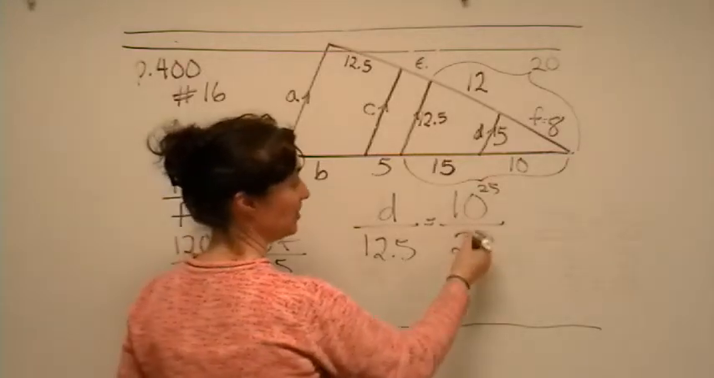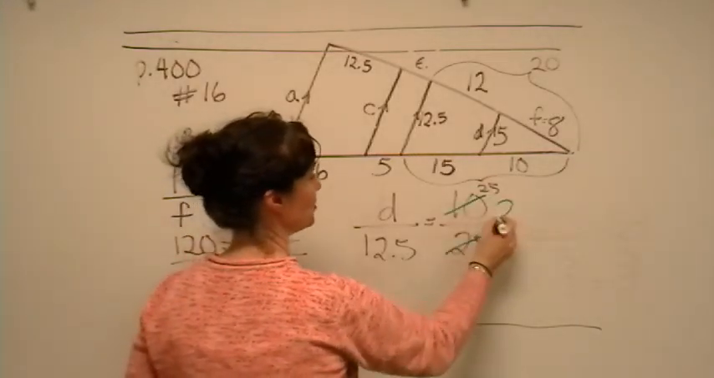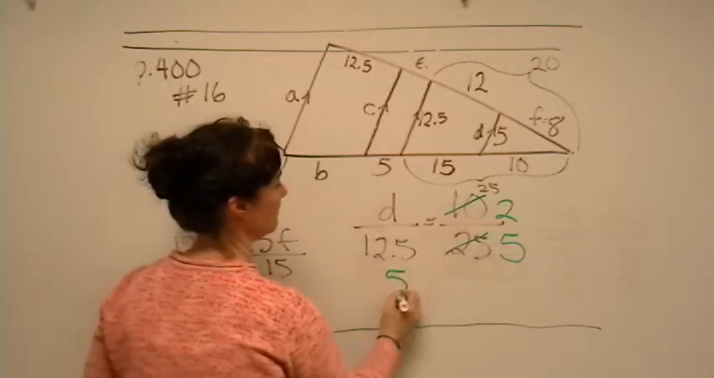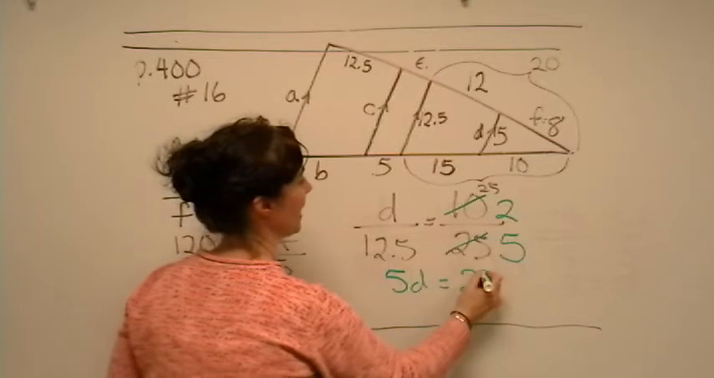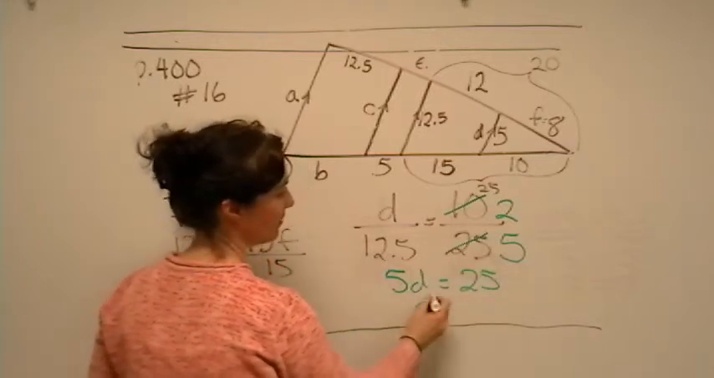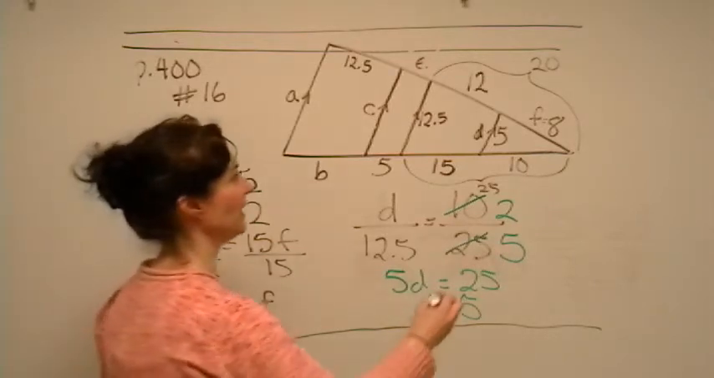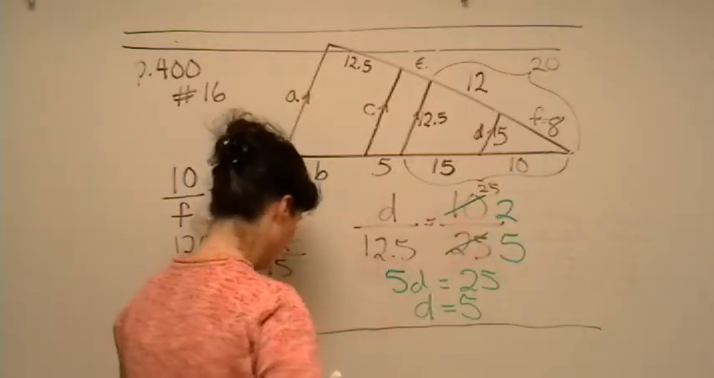Okay, now once again you can reduce this and you get 2 and 5, and then you get 5D is equal to 25. Dividing both sides by 5, we get D is equal to 5. Okay, so that's how you can find D. So we have 5 and 8 here.